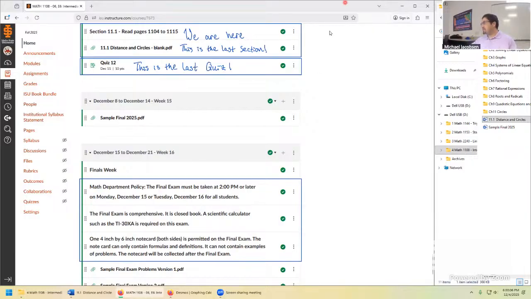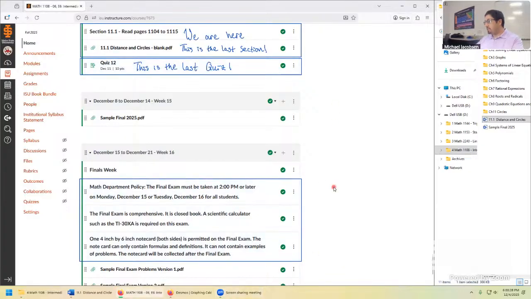Well, for today's class, I don't have a ton of announcements. Pretty much they're all right here as we can see them. We're in the very last section right now, section 11.1, distances and circles. Also, we have our very last quiz, quiz number 12. This one's going to be about solving the quadratic inequalities, the second to the last section.